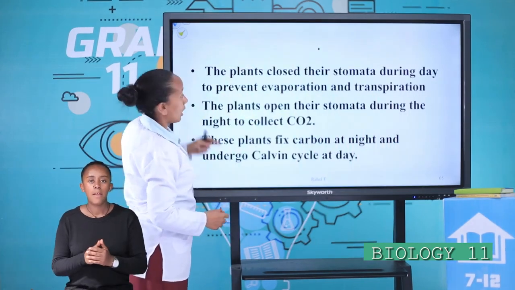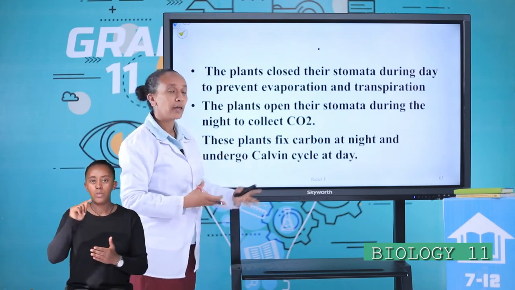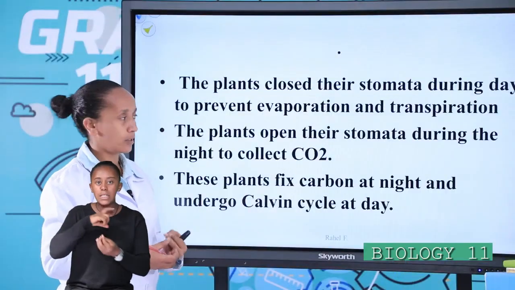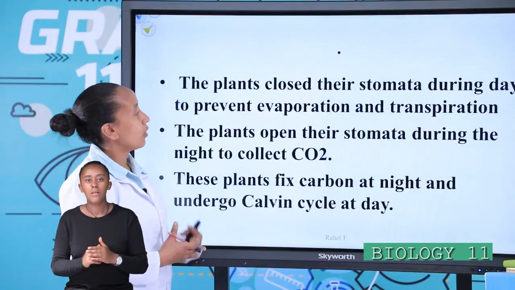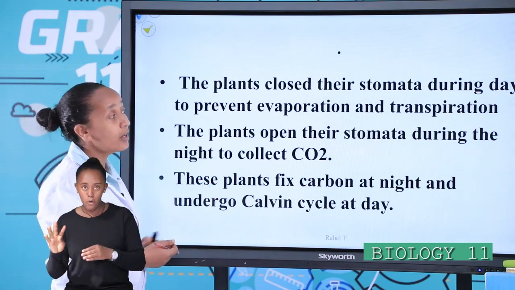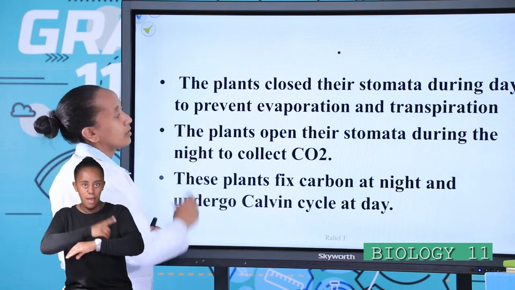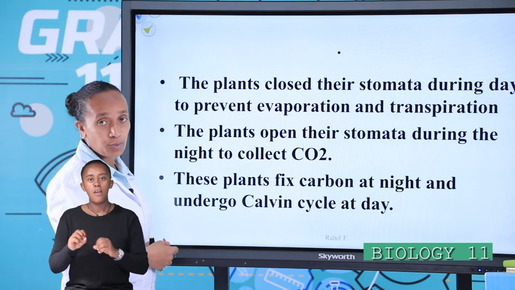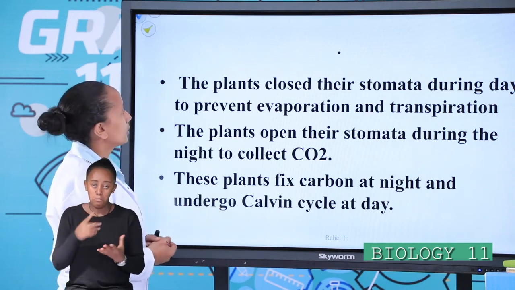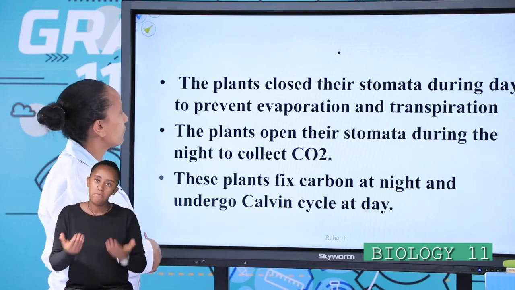The plants, as you know, all plants close their stomata when the temperature is high, when the environment is dry, in order to reduce water loss. Like that of different plants, C4 plants close their stomata during daytime. This is used to prevent evaporation and transpiration, because in desert water is very short. Water is one of the problems in that environment.